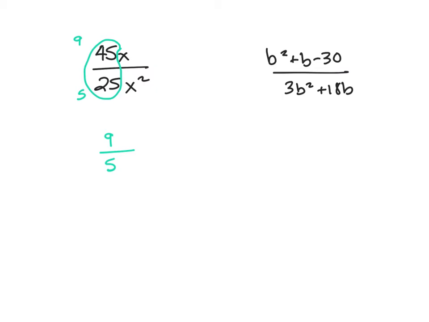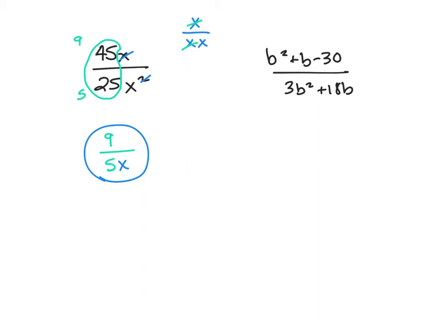And then we want to look at the variables. So x over x squared. Technically what that means is we have 1 x on top, 2 x's on the bottom multiplied together. So that means we can cancel an x out of the top with an x on the bottom. We're left with just 1 x on the bottom. So that square goes away. It cancels out with the x. So that in reduced form is 9 over 5x.